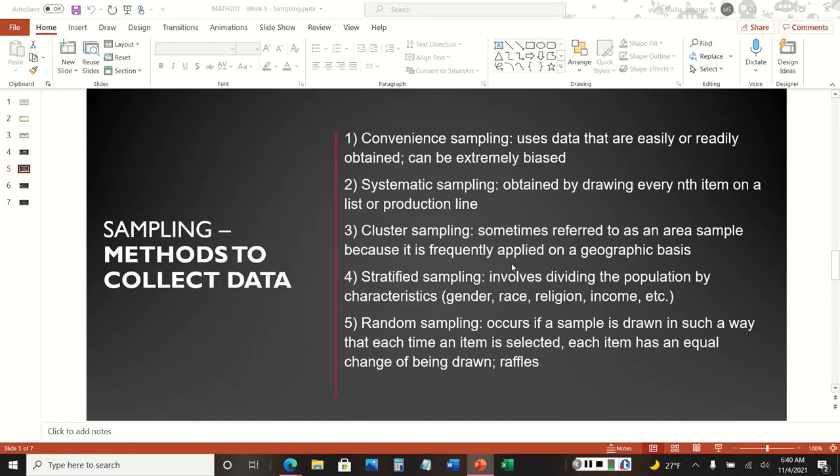All right, we're going to talk about the methods to collect data. There are several ways to collect data, but we're going to talk about just five. The first one is convenience sampling. This uses data that is easily available, and this is the one that's extremely biased.